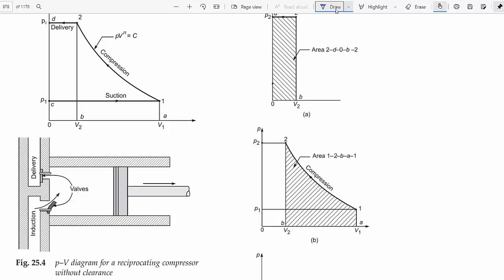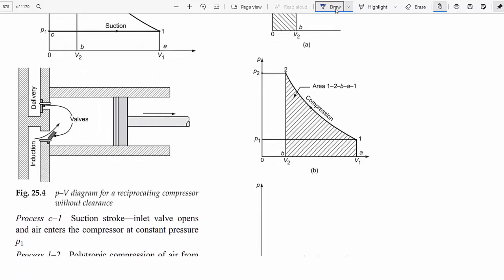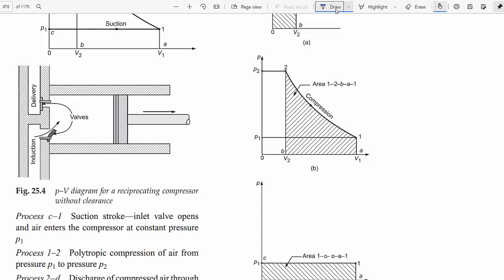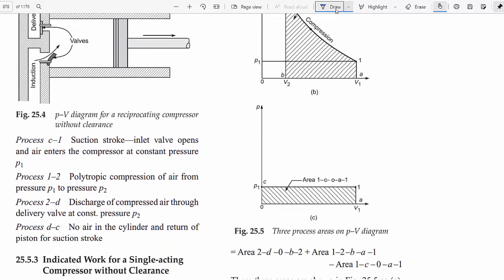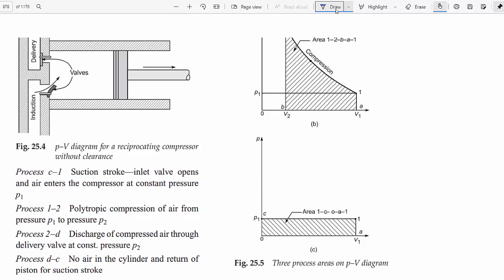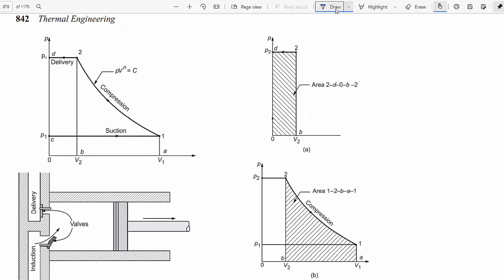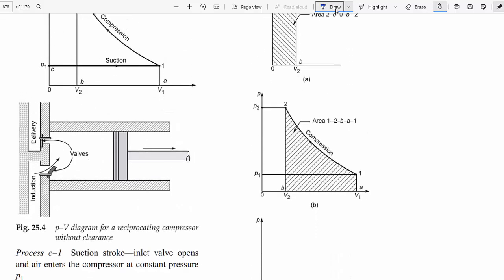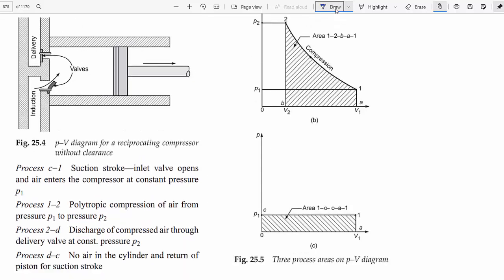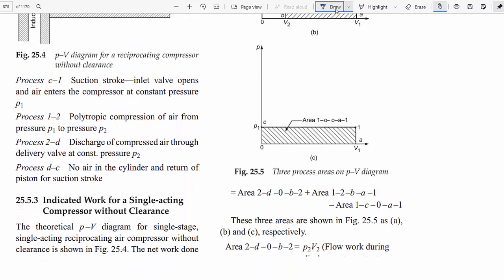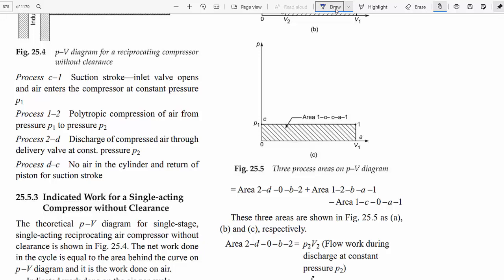Okay, this is just one concept. Through this concept, you can derive one derivation. Process C21 suction stroke, process 122 polytropic compression, process 22D discharge of compressed air, and process B2C no air in the cylinder and return of the piston for suction stroke.